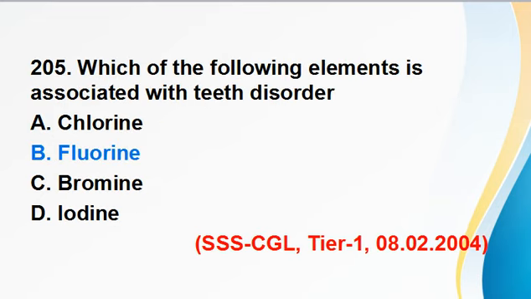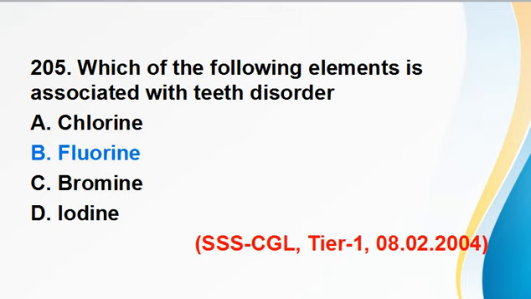Now question number 205. Which of the following elements is associated with teeth disorder? Chlorine, fluorine, bromine, iodine. So fluorine is the element associated with teeth disorder, because the presence of sodium fluoride in drinking water at the level of 2 ppm may cause mottled enamel in teeth.